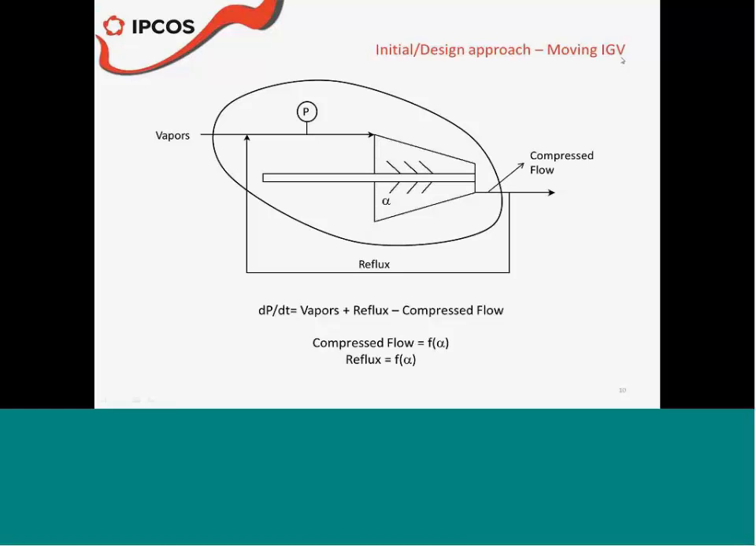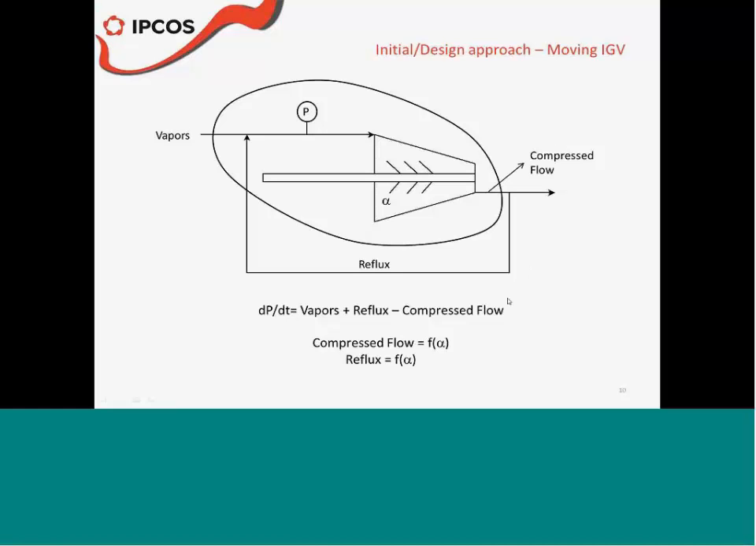It was never working, and the reason why is explained here. If you just make a simple material balance around this envelope, the pressure is nothing different than just the effect of the material balance around this point. So that's why we're making this material balance in the time domain, let's say. What's going in is the vapors coming from the column, and also coming in is the reflux going back to the column. And what's going out from this envelope is a compressed flow.